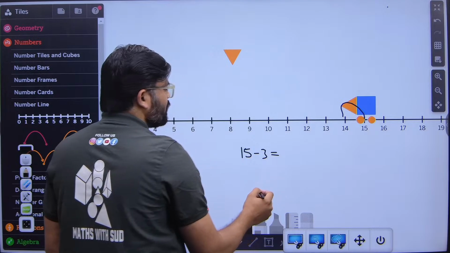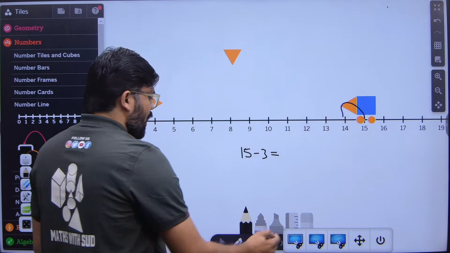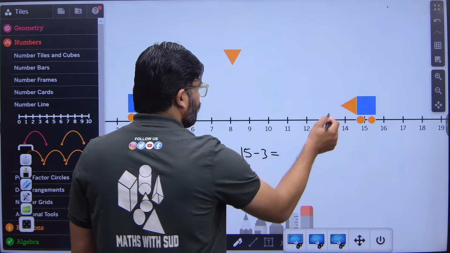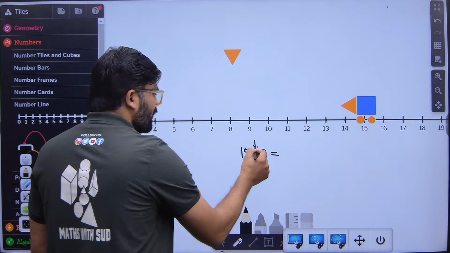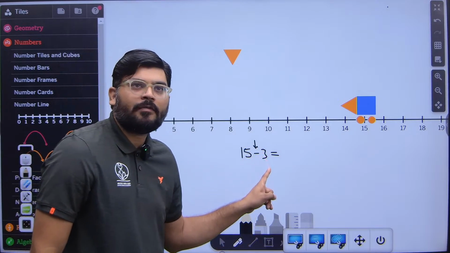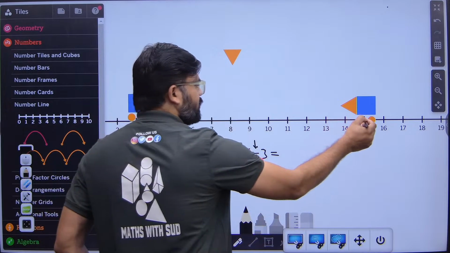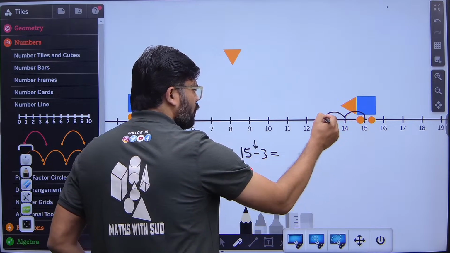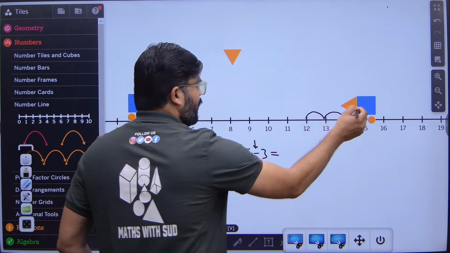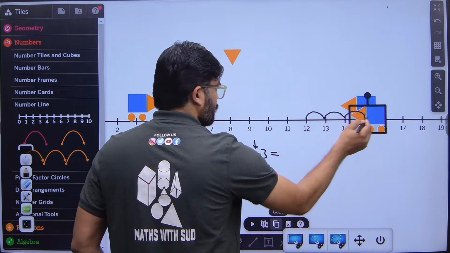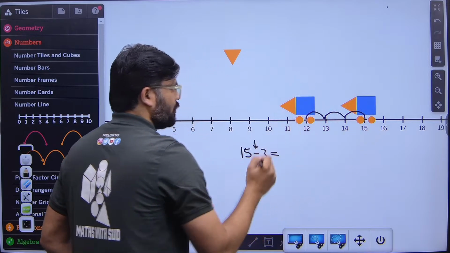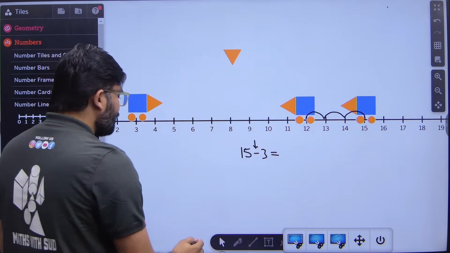See this: 15 minus 3. What does it mean? You are standing on 15 and facing the negative direction. And you are moving forward or backward? Forward. So move forward 3 steps: 1, 2, 3. Where will you reach? 12. Now the same question arrives in a different way.